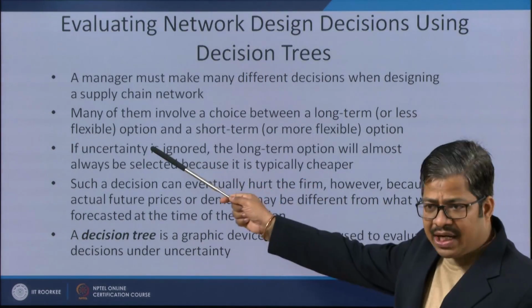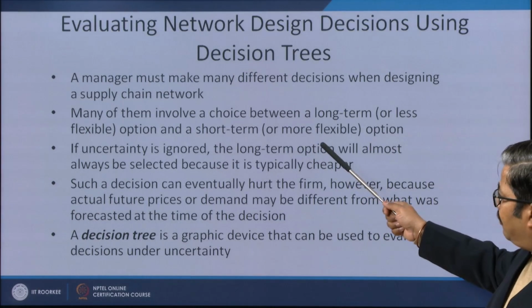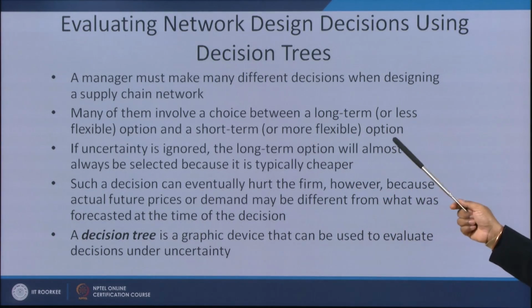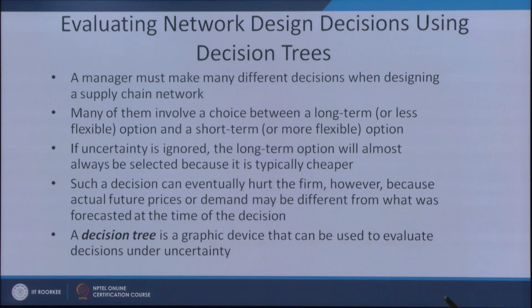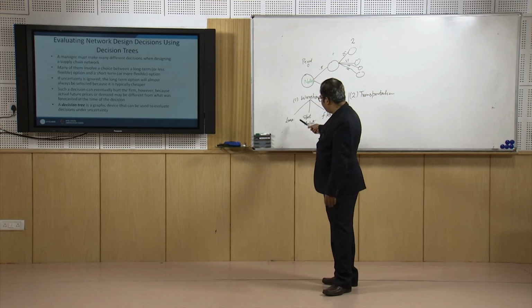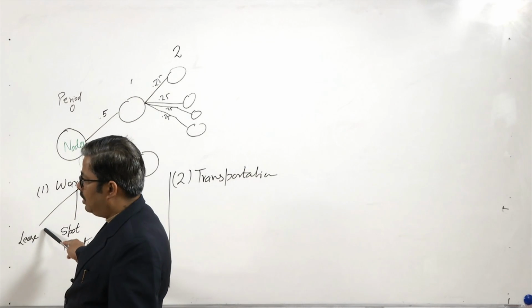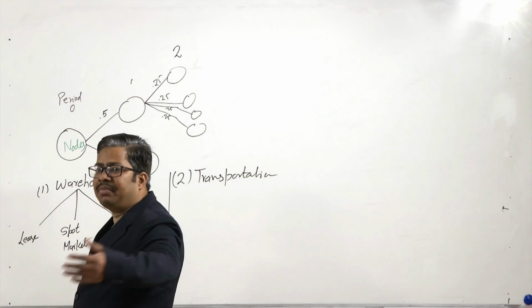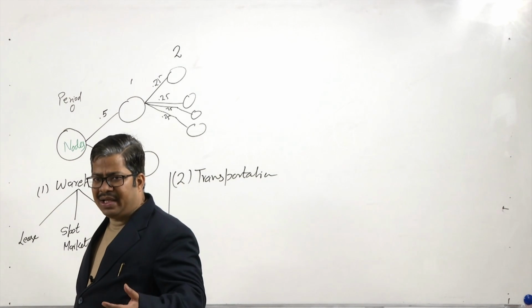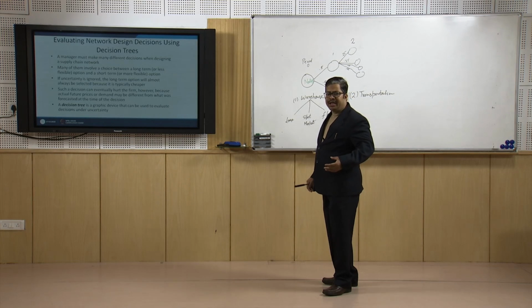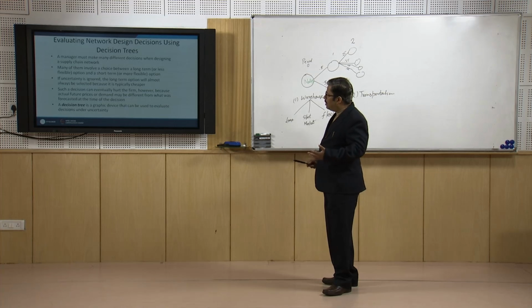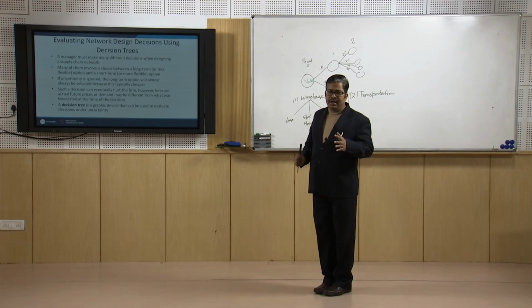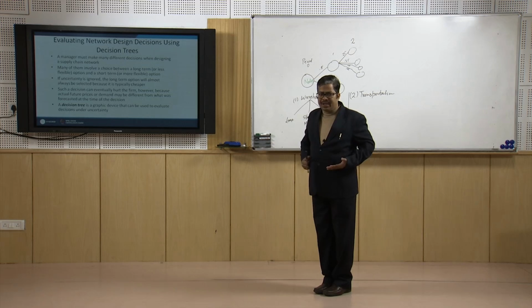As the second point mentions, many of these decisions involve a choice between a long term or less flexible option and a short term or more flexible option. Like in this particular case, when I go for a lease type of arrangement, it is less flexible. I get a fixed capacity and it is a long term kind of arrangement. Nobody is going to give me a lease for 1 month or 2 months. I need to have a lease for 4-5 years. Then only a lease arrangement is possible, but it is less flexible. If the capacity is unused, I have to bear the losses.